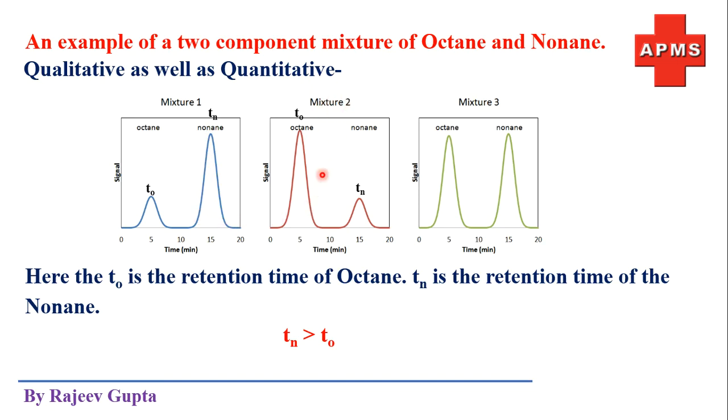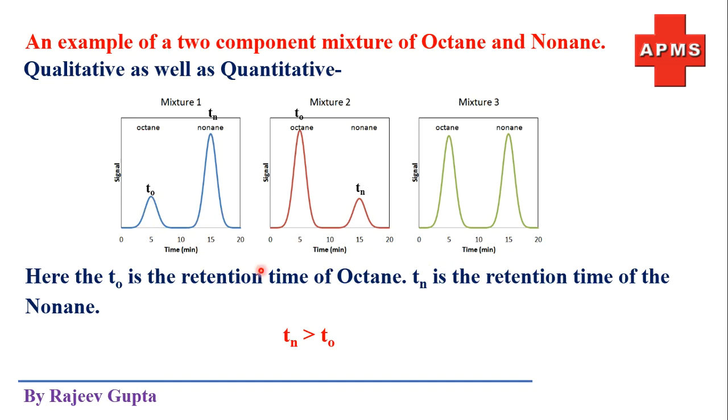Now see this second mixture. When we run the experiment again, we get this type of peaks, this type of curves, where the octane peak is obtained at 5 minutes again. So this time duration, this retention time, actually shows the qualitative nature of that compound, means what that compound is, because here we can see that the peak of octane is obtained at 5 minutes, here also 5 minutes, here also 5 minutes for octane.